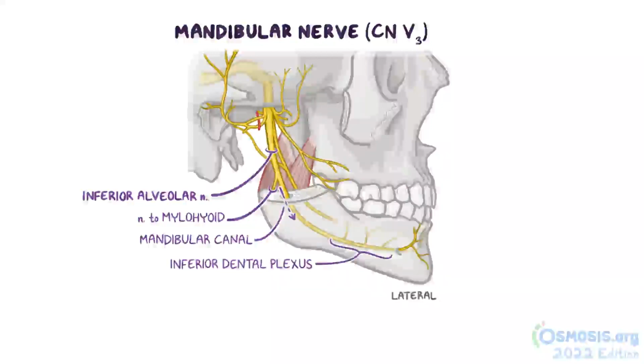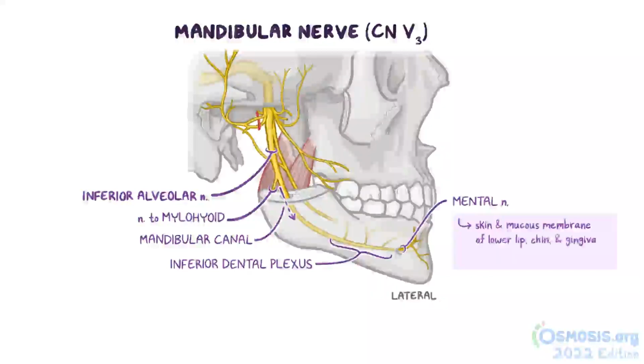A branch of the dental plexus, called the mental nerve, passes through the mental foramen to supply the skin and mucous membrane of the lower lip, chin, and the gingivae of the mandibular incisor teeth.